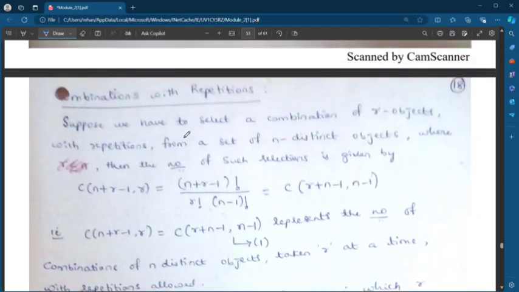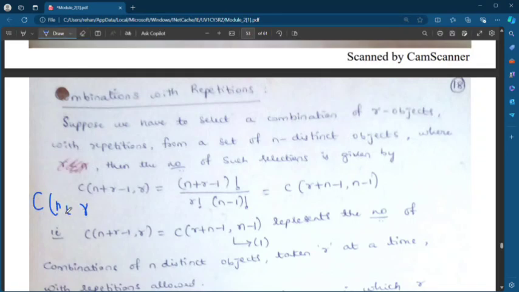Combinations with repetitions. Suppose we have to select a combination of R objects with repetitions from a set of n distinct objects. The number of such selections is given by C of n plus R minus 1, comma R. So we had C of n comma R, right? Let me just erase it. I had C of n comma R.